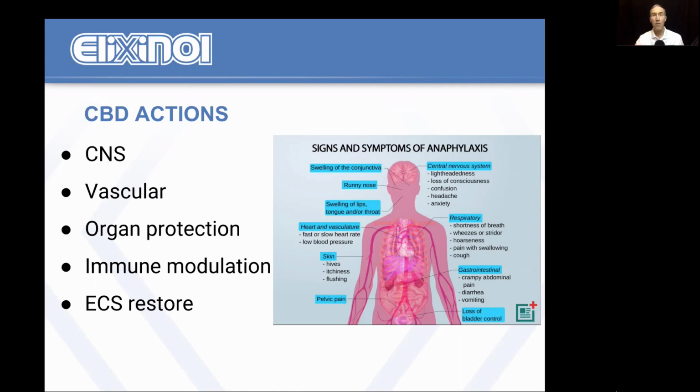But above all of that, cannabidiol is restoring the endocannabinoid system. It's rebalancing the number of receptors and the number of endocannabinoids that are present in order to restore the whole body and get the body back into homeostasis and balance.